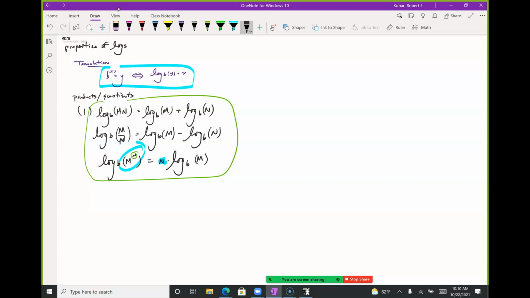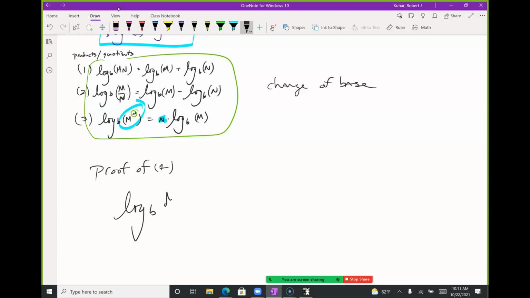Oh, and by the way, I've got more properties to talk about, but I'm not going to get to them. I've got the inverse properties, and I've got change of base. So a collection of four groups, right? Inverse properties, I'm really going to be talking about two of those, change of base, two or three of those, and then these products and quotients. So let's see if I can prove that first one there. And you're going to help me, okay?